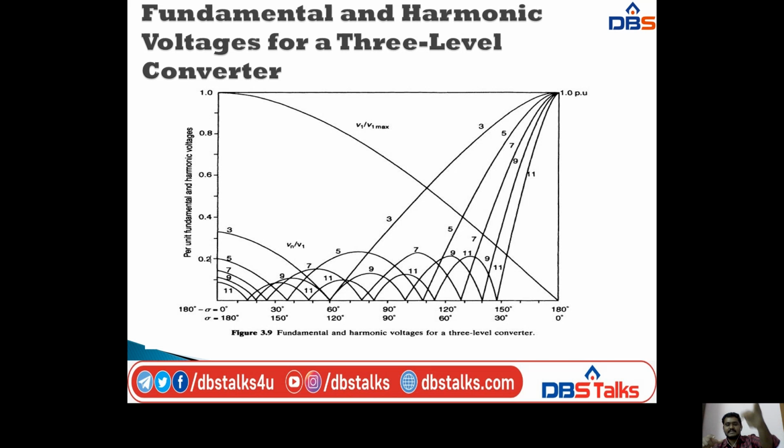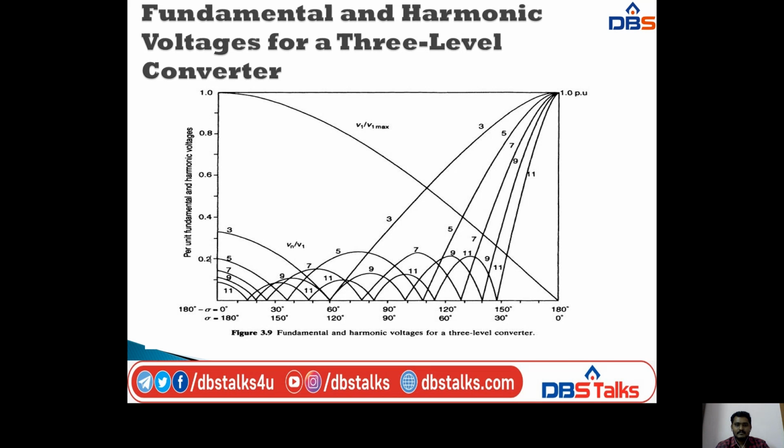On the vertical side we have 0, 0.2, 0.4, 0.6, 0.8, 1. These are the per unit fundamental and harmonic voltages. These are the orders of the harmonics: 5, 7, 9, 11, 13, 15, 17, 19, 21. So like this the values change.